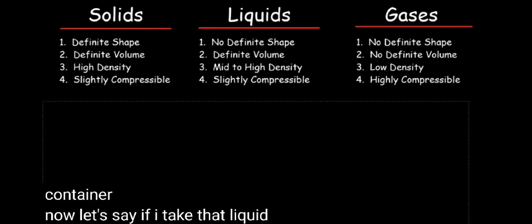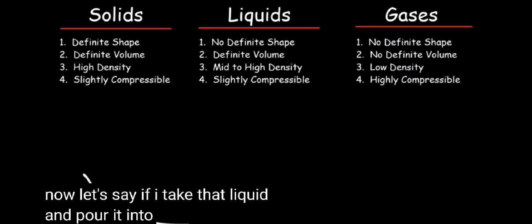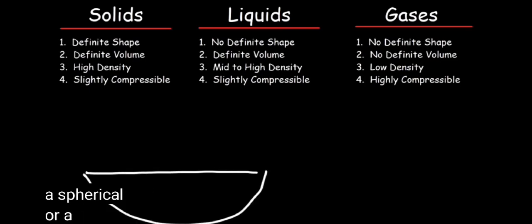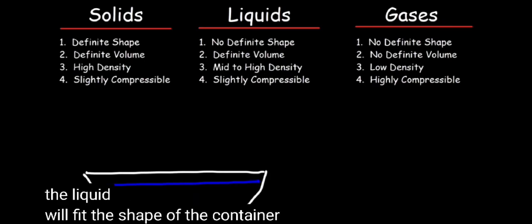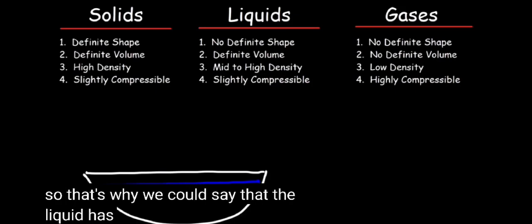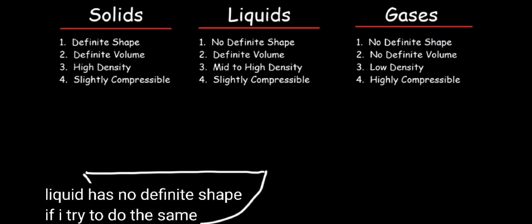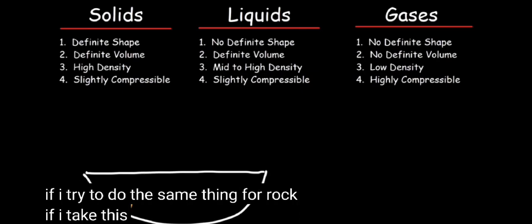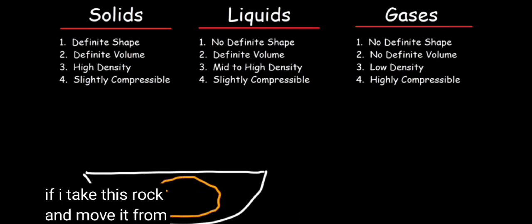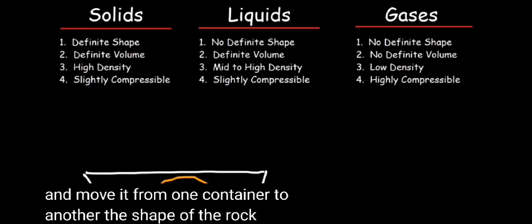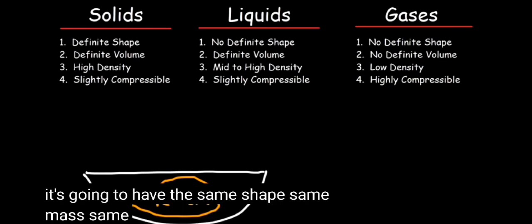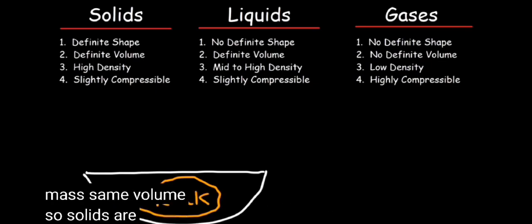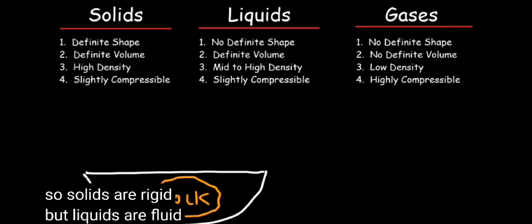Now let's say I take the liquid and pour it into a spherical or semi-spherical container, the liquid will fit the shape of the container, and so that's why we could say that the liquid has no definite shape. If I take this rock and move it from one container to another, the shape of the rock is going to be the same. It's not going to change. It's going to have the same shape, same mass, same volume. So solids are rigid, but liquids are fluid.